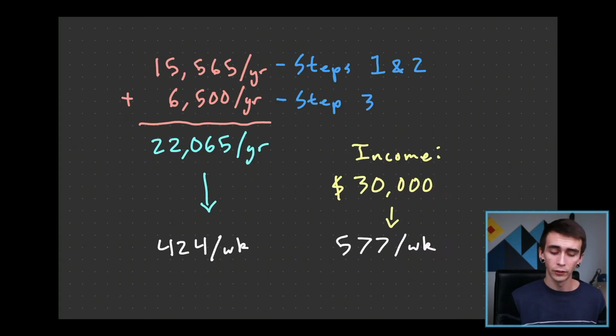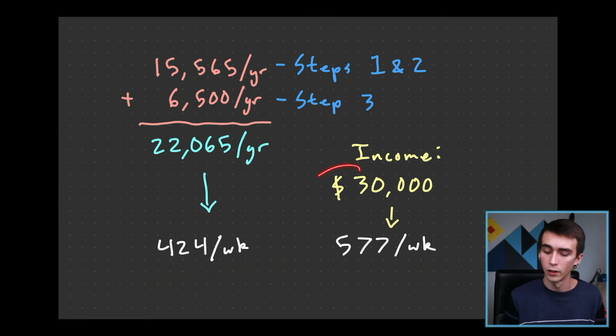So now that we have the $6,500 amount, we can add that to the $15,000 amount from steps 1 and 2. And then adding step 3 to that, now we're looking at $22,065 per year, and that comes out to $424 per week. So then from here, you can kind of look at it this way.